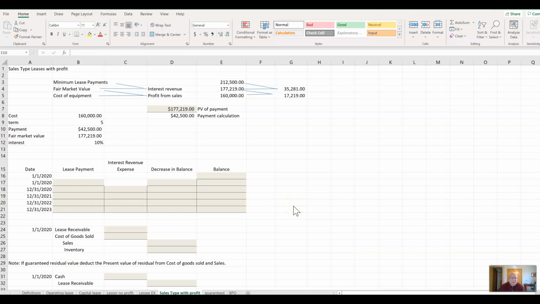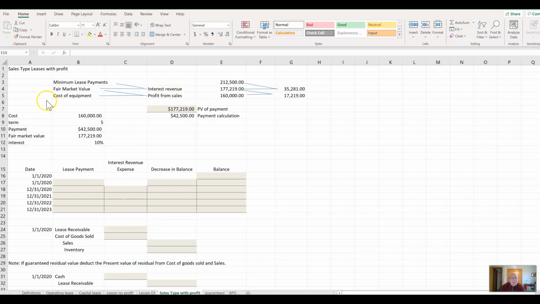Want to welcome you back to the leases with profit. This time all we're going to cover is the lessor, because the lessee doesn't change. If you go back and watch the financing lease, it'll be done the same way. The only thing that changes on the lease with profit is the very first entry that you may have. And so that's what we'll cover on this one.